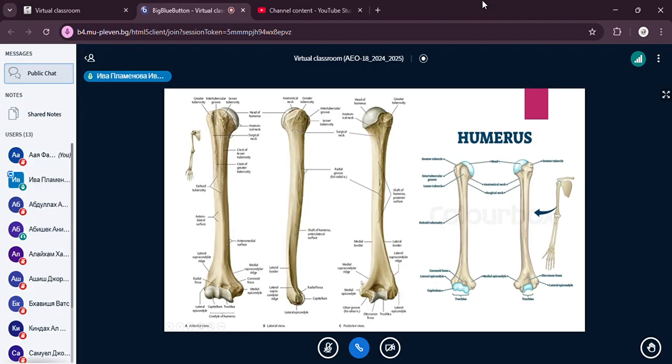Again, lateral epicondyle, medial epicondyle, and behind the medial epicondyle is the sulcus nervi ulnaris, the groove for the ulnar nerve. And that's the trochlea humeri.